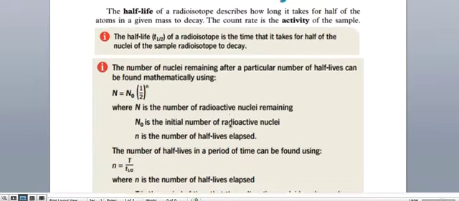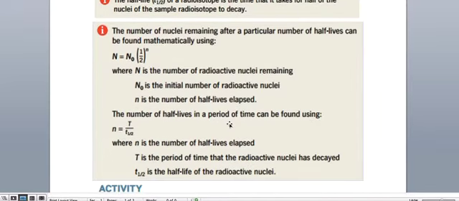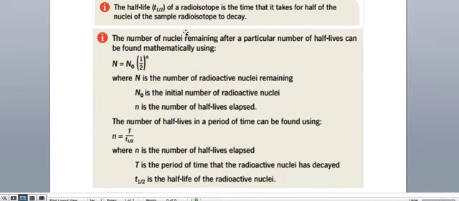and how it works. So the important formulas you need for half-life. We call half-life T with a little half as a subscript because it represents the half-time, or half-life, of time. And we say that the number of nuclei remaining after a particular number of half-lives can be found using this formula. And the number of half-lives in a period of time can be found using this formula.